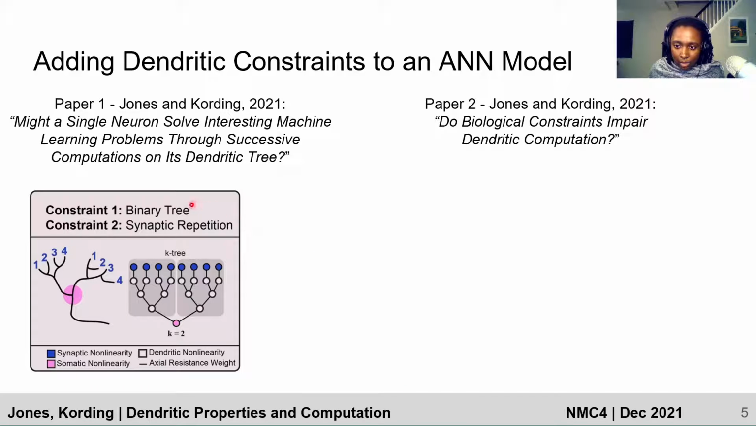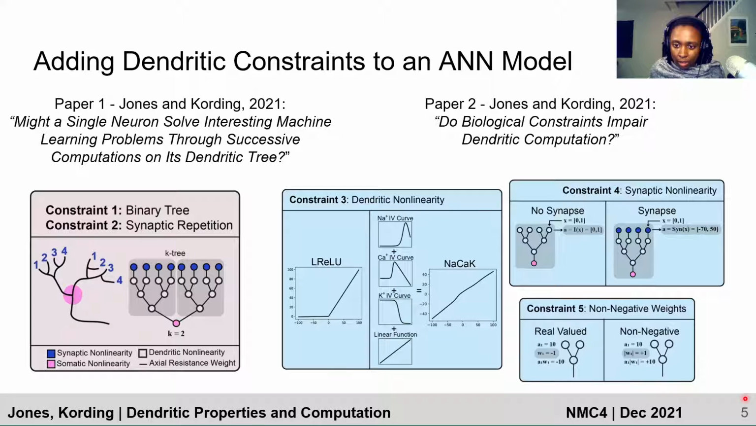Secondly, individual presynaptic neurons have been observed to synapse multiple times onto the dendritic tree of a single postsynaptic neuron, introducing synaptic repetition. We impose a strict form of that synaptic repetition into our model as well. Thirdly, in the second paper, we replaced the leaky ReLU activation function with a voltage-gated ion channel inspired dendritic nonlinearity.